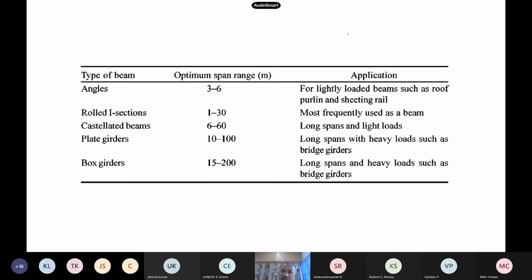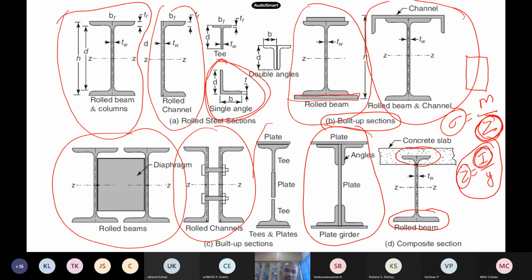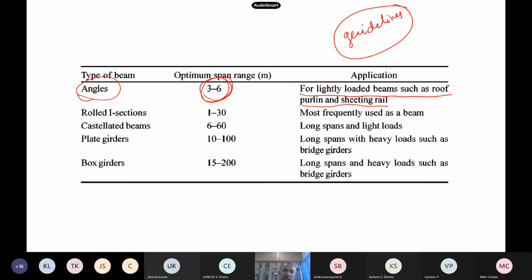Now, these are some guidelines, like what you want to use. For example, if you have a span of only 3 to 6 meters, and these are lightly loaded beams like a roof purlin or a sheeting rail or something like that, you can use an angle section. This is a guideline. An angle section can be used as a beam if the span is not more than 3 to 6 meters and the loads are also very small, like a cycle shed, where there is not much load. So you can go for an angle section.